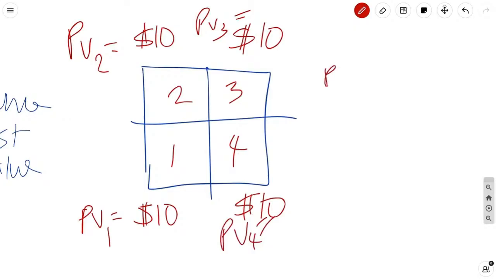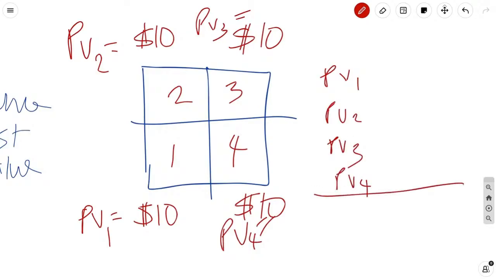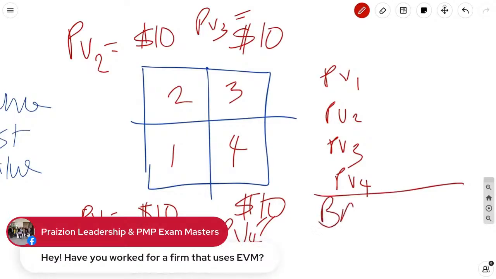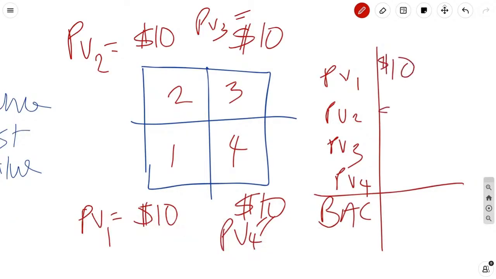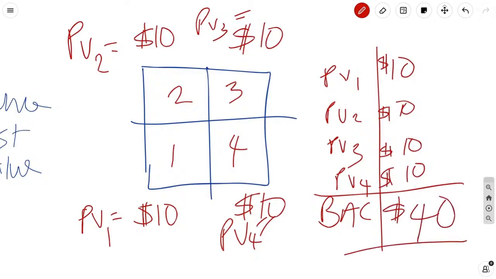If we add up planned value 1 plus planned value 2 plus planned value 3 and planned value 4, the total is what we call the budget at completion. So we have $10 for each of these days. You add them all up, you are going to get $40. And that is your budget at completion. That means when you get done with this project, your budget should not exceed $40 total.